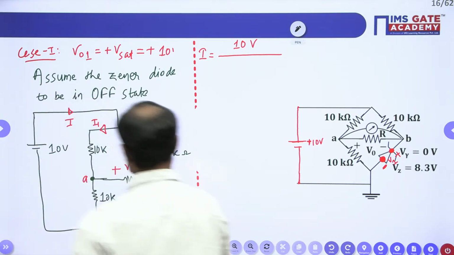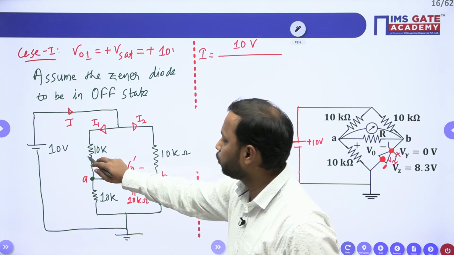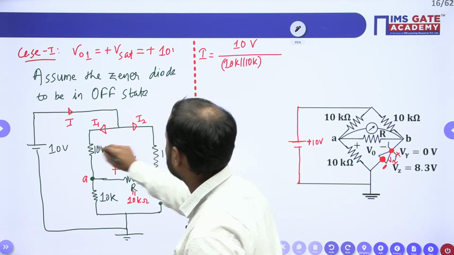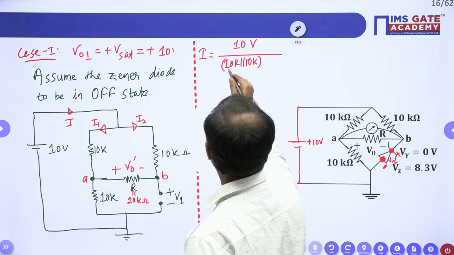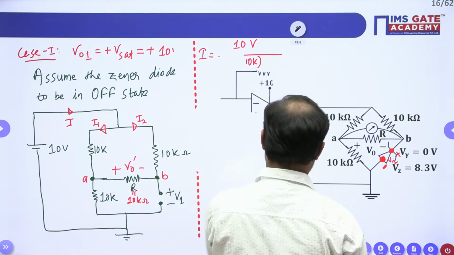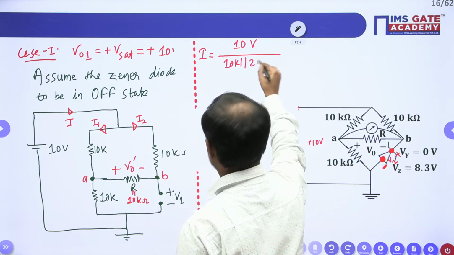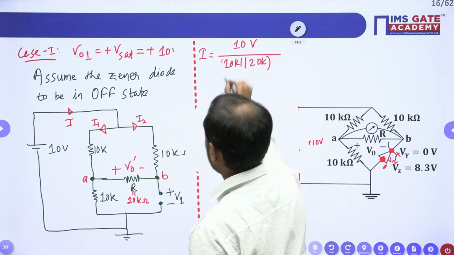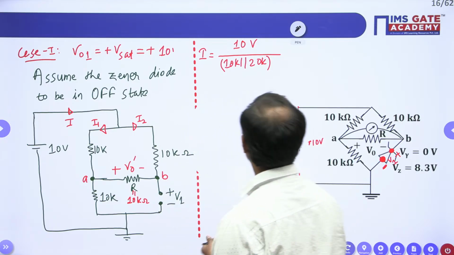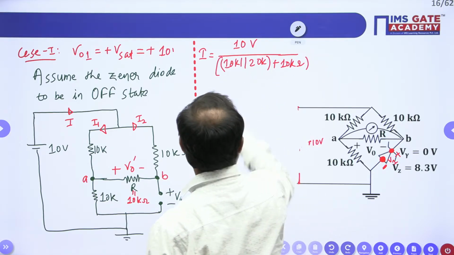So see here, this 10 and this 10 will be in series, and this series will be parallel to this 10K. So this 10 and this 10 will be 20K. This 10K and this 20K will be in parallel. All right, and after that, the parallel combination will be in series with this part, plus 10K. If you are not getting this, please let me know. I will explain in some different way.